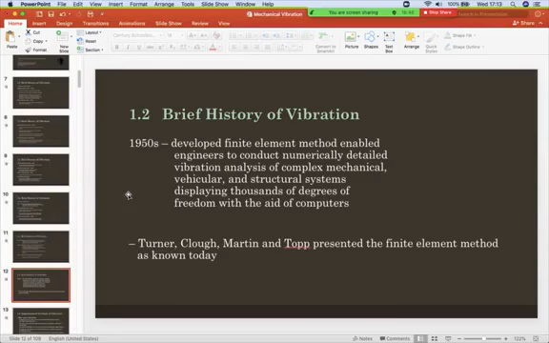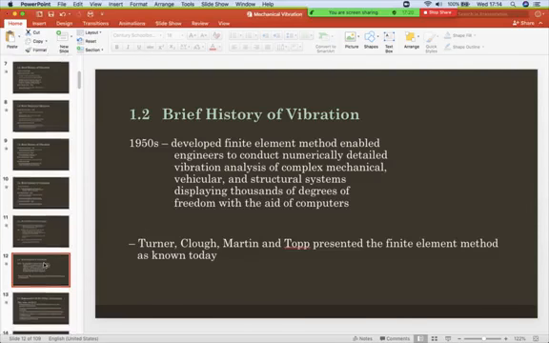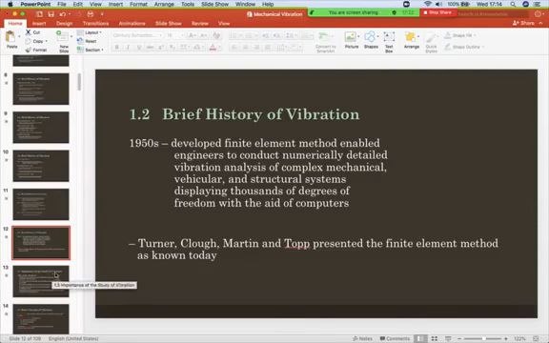timely now that the high level of engineering study is FEM, the finite element method, used to analyze complex engineering problems, no? Like vibration analysis for vehicular and structural systems, which display thousands of degrees of freedom with the aid of computers. No? So these were studied by Turner, Clough, Martin, and Topp, who presented the finite element method as known today. No? So this is very important.